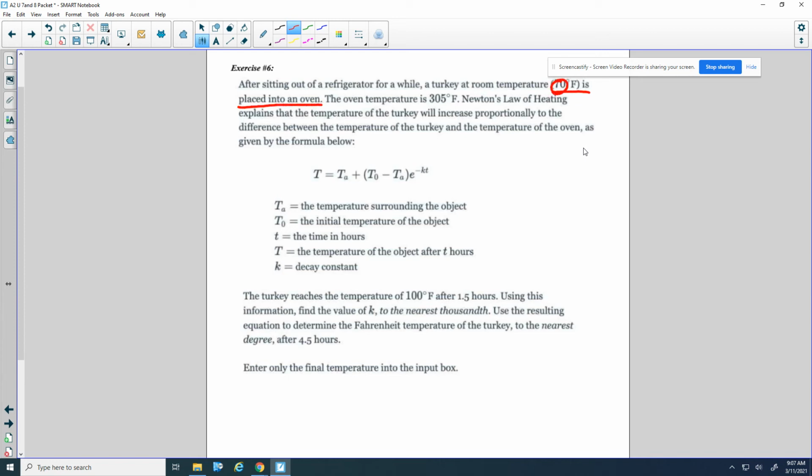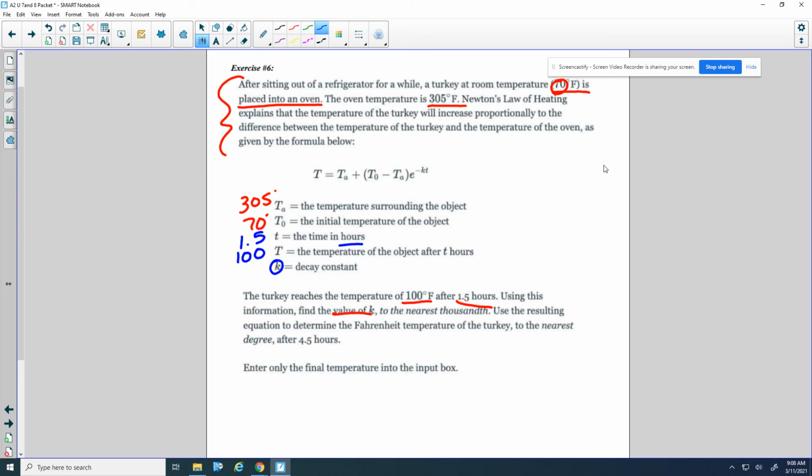So this 70 is its initial temperature when it's placed in the oven. T sub alpha, the temperature of the surroundings, is 305. That's the oven temperature. The time in hours we don't know. Down here, this is just more telling us how Newton's law of cooling works. It says the turkey reaches a temperature of 100 after 1.5 hours, and we're once again finding the value of k. So here we know it's going to be 100. This says hours, so we're good to go. And we're trying to find k.